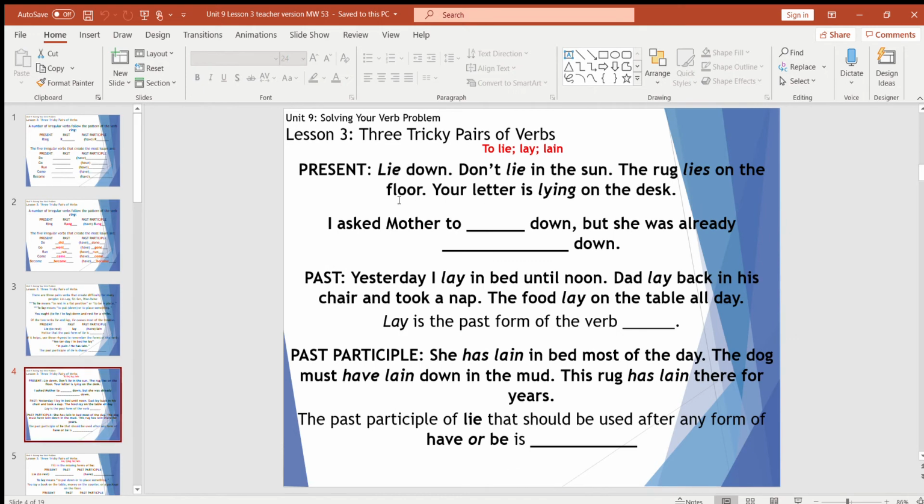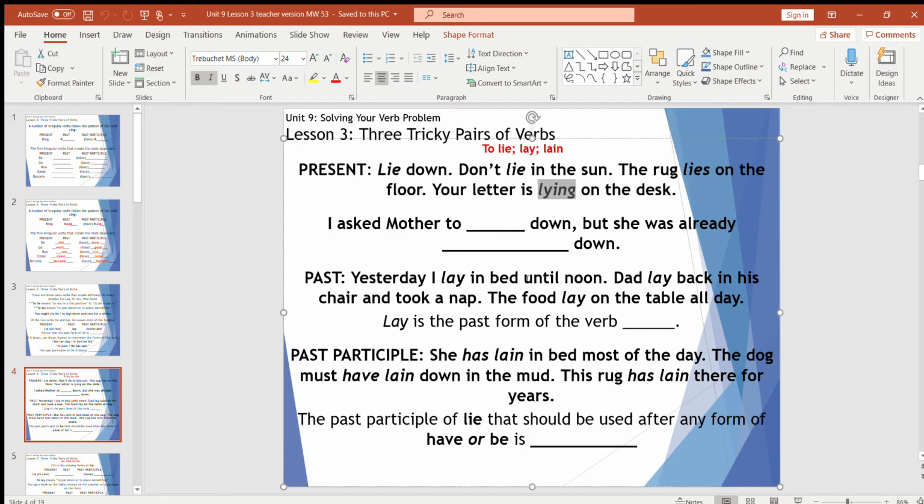So in the present, you lie down, don't lie in the sun, the rug lies on the floor, your letter is lying on the desk. So they're all just chilling there. They're resting in place. So I asked Mother to blank down, but she was already blanking down. So I asked Mother to lie down, but she was already what? She was already lying, L-Y-I-N-G, down. So again, even though it's spelled the same way as telling a lie, it has different meaning.